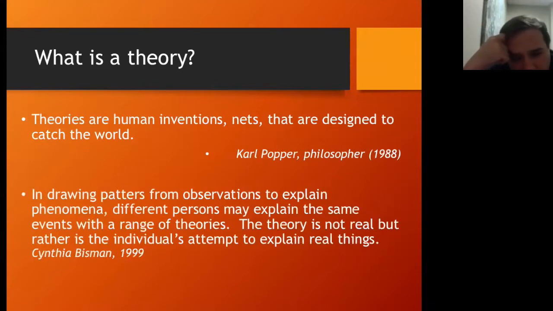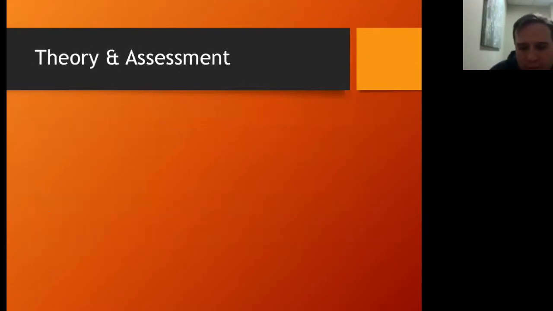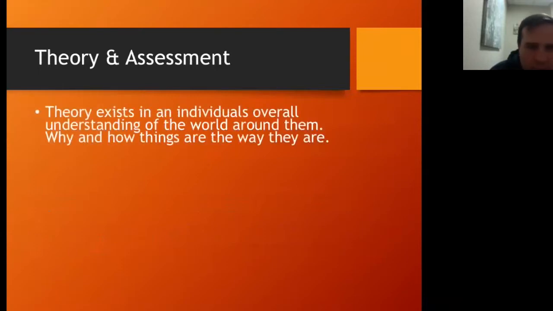So there's another definition, Cynthia Bisman. In drawing patterns of observation to explain phenomena, different persons may explain the same event with a range of theories. The theory is not real, but rather is the individual's attempt to explain real things, right? So that's that dance of the abstract versus the real. So understanding, as you're coming into this formulation, that because it's theory, it's not an exact science, right?